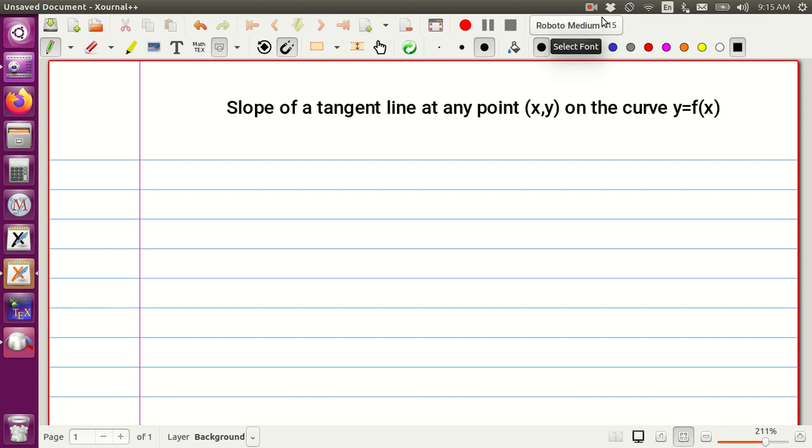Hello, students. Welcome to this lecture in which we continue with calculus. Now we're going to set up a new problem a little bit different than before. We would like to find the slope of a tangent line at any point x, y on the curve y equals f of x. So our new problem will look like this.